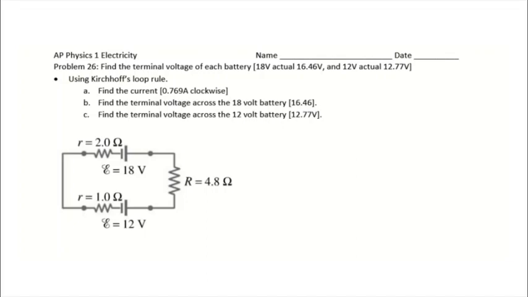So the terminal voltage is equal to the electromotive force. So that would be like your 12 volts, your 18 volts, minus the current that passes through that battery times little r, which is the internal resistance of the battery. So every battery uses up some voltage because of its own internal resistance. So the terminal voltage is going to be slightly different than the electromotive force, the EMF. But first, we're going to take a look at the loop rule.